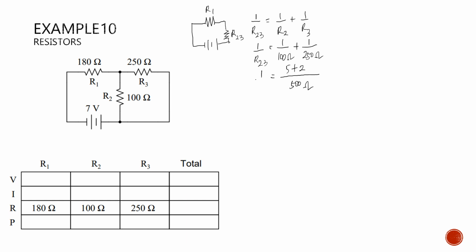And that's still equal to the reciprocal of R23. So we get the inverse of this fraction on the right. So we get 500 ohms over 7. Okay, so do not round off yet. Anyway, we'll be using a calculator, so just leave this fraction as it is, for the exact value.